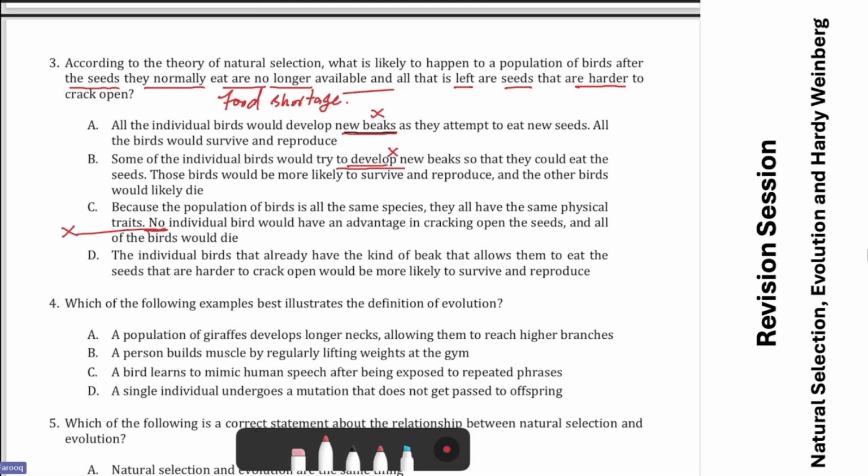So we will go to the next option, and that's the only one left. I can choose it without reading because I'm sure A, B, and C are wrong. Now only one option is left, which I can choose, but I will still read. The individual birds that already had, yes, see, that already have. So this is what I mean to say in A and B that was wrong. So they already have a kind of beak that allows them to eat the seeds that are harder to crack open, would be more likely to survive and reproduce.